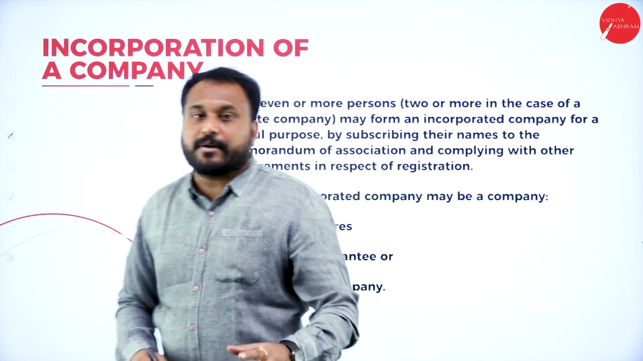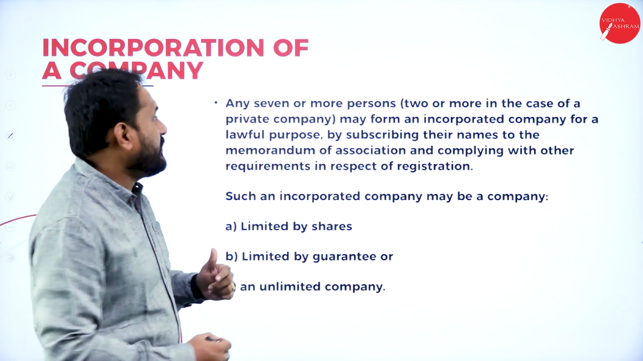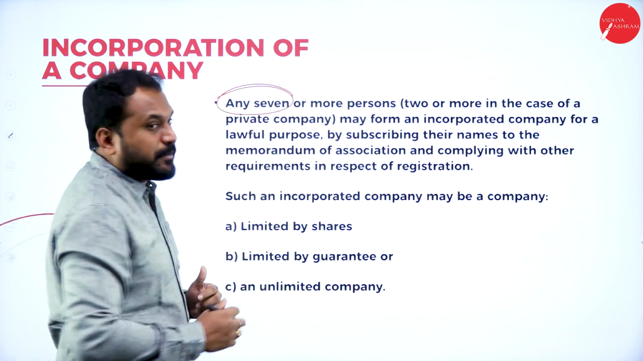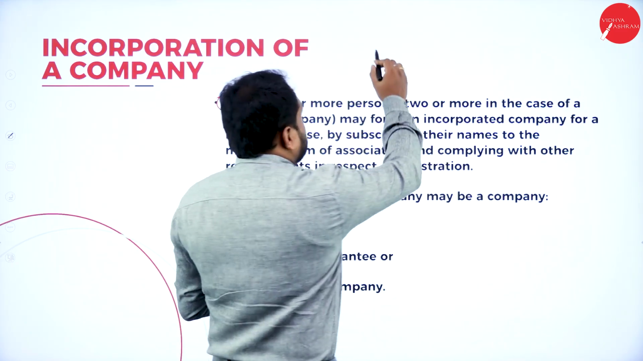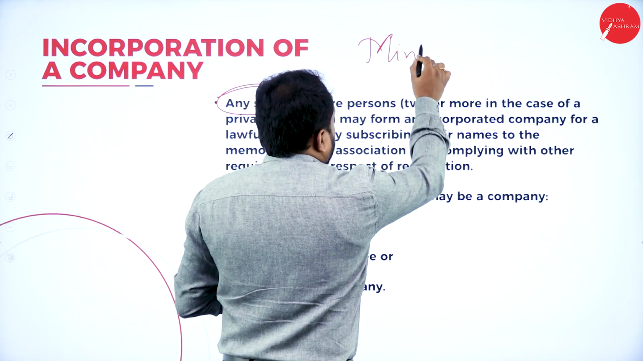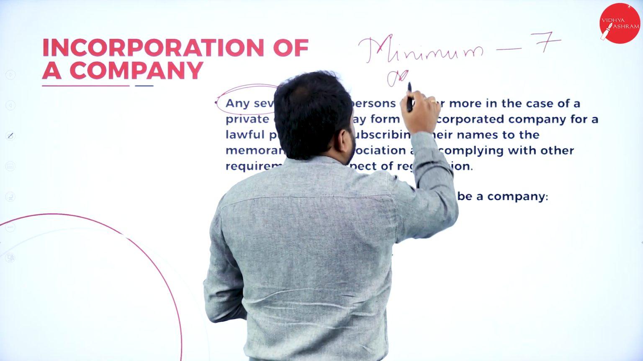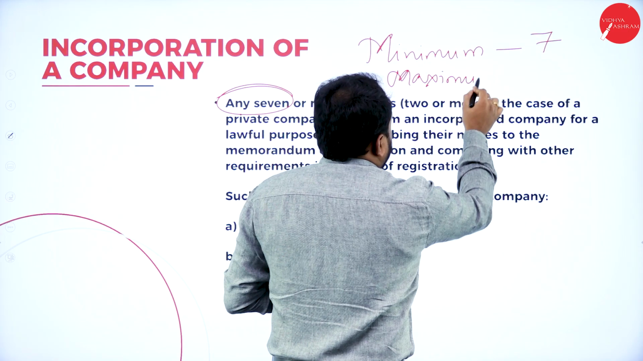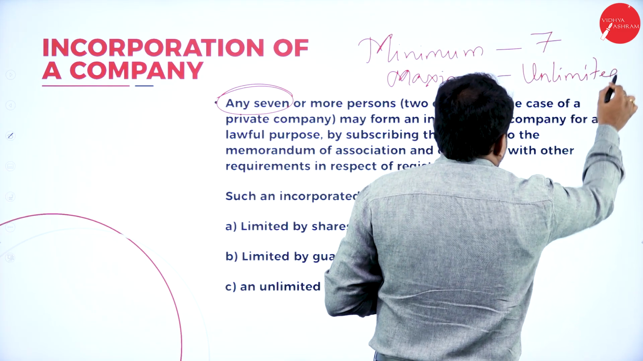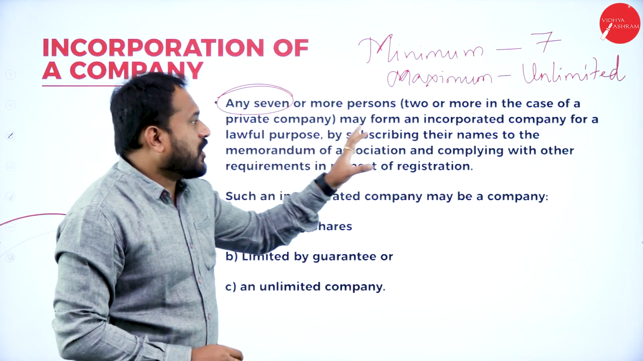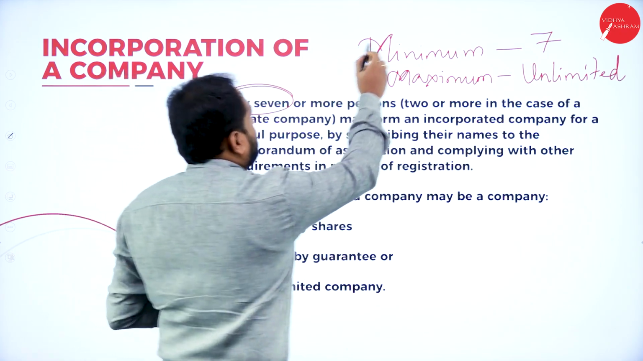Incorporation of a company: how will you go with incorporation? Like registering a company. Any 7 or more persons. Whenever we go with incorporation of a company, now we are talking about a public company. For a public company, the minimum number of members is 7 and the maximum is unlimited. So any 7 or more persons, 2 or more in case of private. So this is about public.